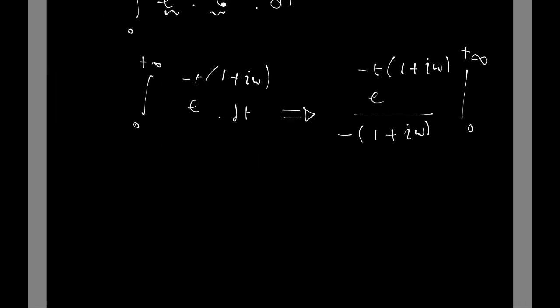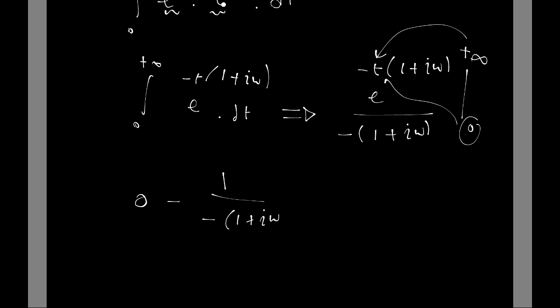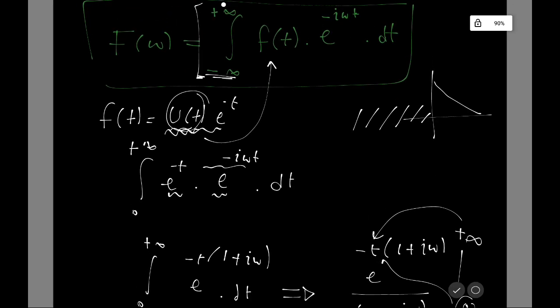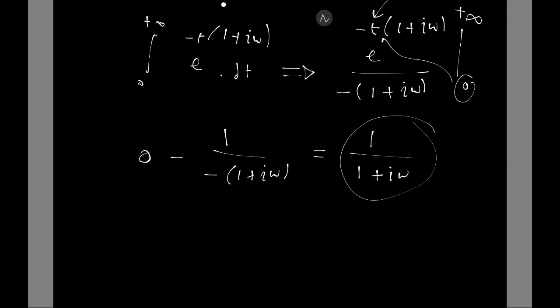Now when you plug in plus infinity here, evaluating plus infinity, you will get 0, because e to the minus infinity is 0. Hence the whole expression will be 0, and this is minus. Now evaluating at 0, this will give you 1 over minus (1 plus i omega), which is 1 divided by 1 plus i omega. So this is the Fourier transform of this function.